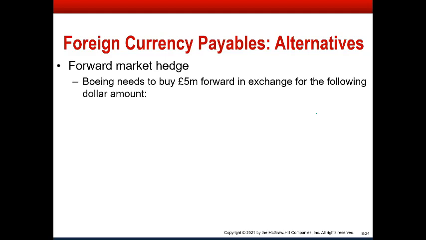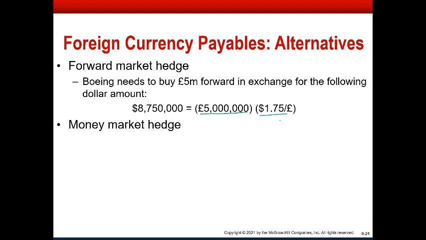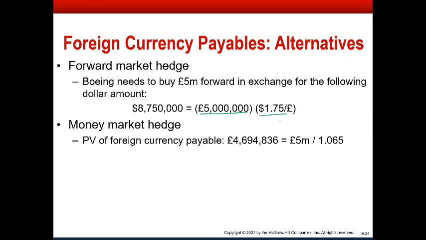So we could do a forward hedge. Boeing will just buy the 5 million pounds forward in exchange for $8.75 million. That's just buying 5 million pounds at the forward price of $1.75 per pound. They could also use the money market hedge like we discussed above.